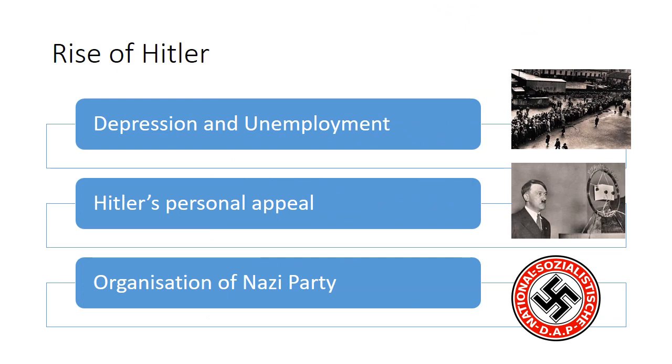So, history is really all about judgment. It's not about conclusions. Conclusions are kind of GCSE. You are making a judgment about what you think. So, why did Hitler rise to power? You could argue any of these three things. Was it the Depression, his personal appeal, or the organisation of the Nazi Party? None of those are correct or incorrect. It's about your personal opinion.